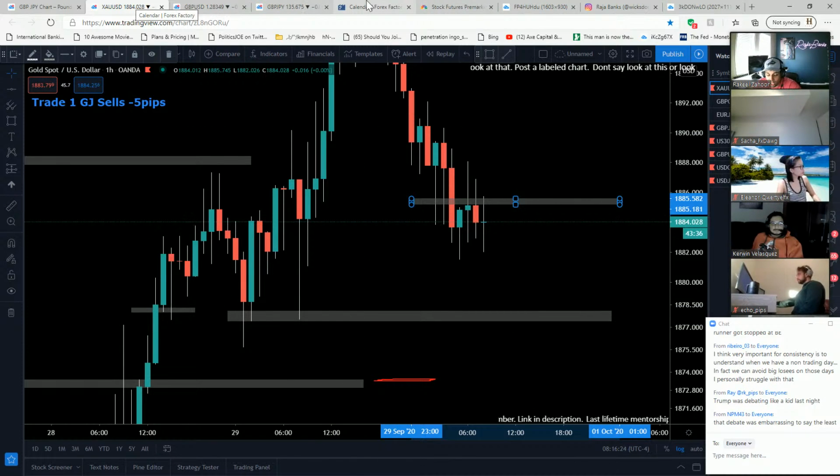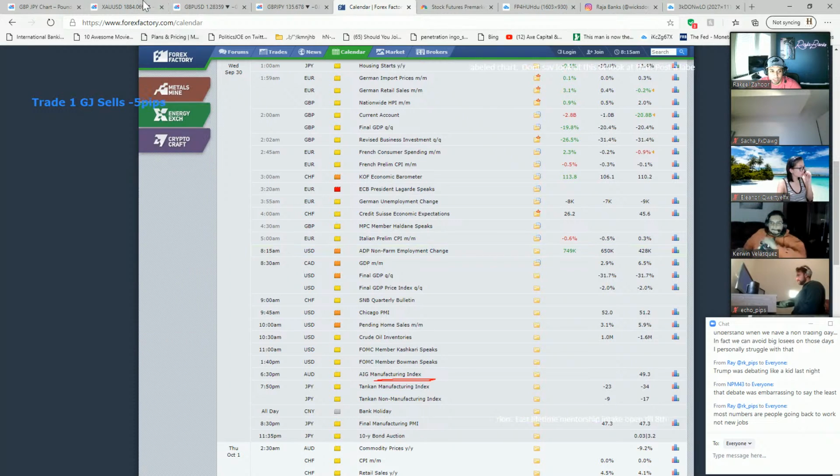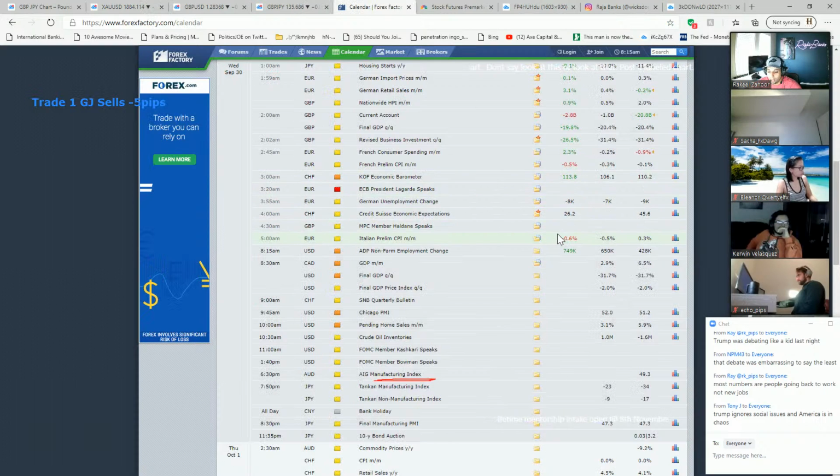Because, okay, here's my reasoning. I agree with you to 1900, but look at this. ADP numbers came super good, and gold didn't really move at this point. So now you have to ask, if the numbers are super good, why hasn't gold moved?